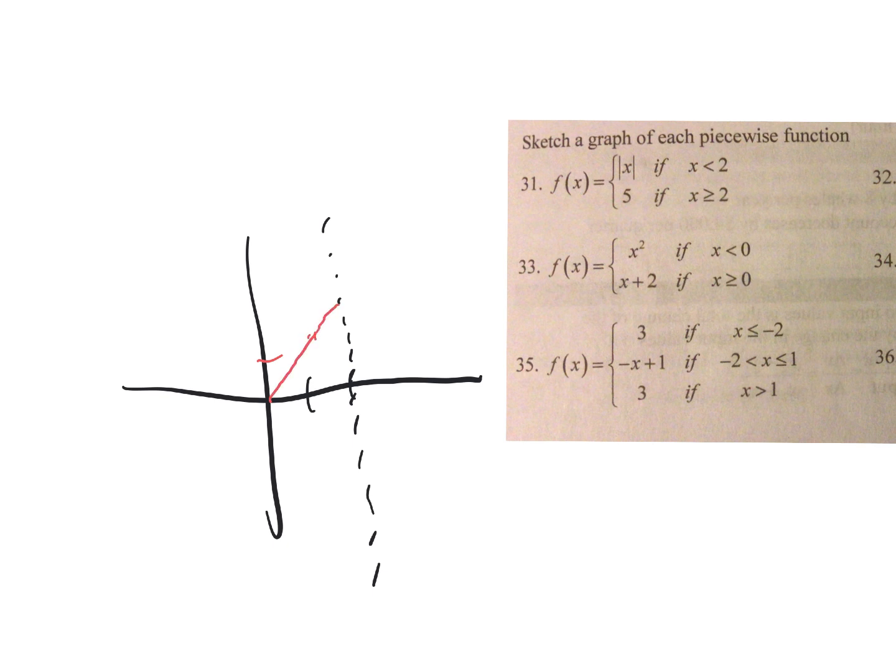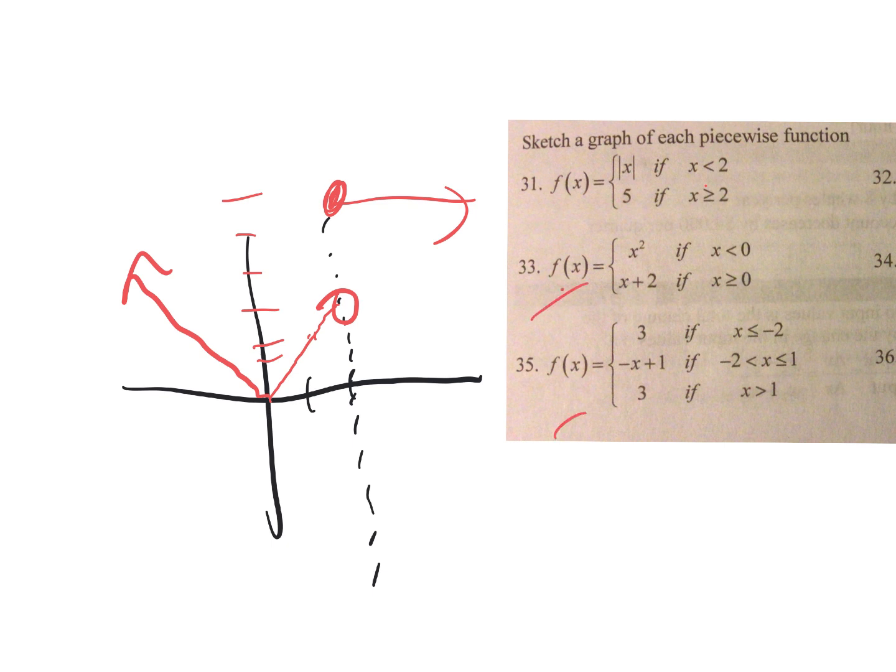So it's going to stop here. Now it's less than, not equal to, so I'm going to put an open circle here, and I'm going to go this way. So there's my absolute value function. It looks like a V with the vertex at 0. And then y equals 5 when x is greater than or equal to 2. So that was 1, 2, 3, 4, 5, filled in, and it's a horizontal line. Okay, easy enough.